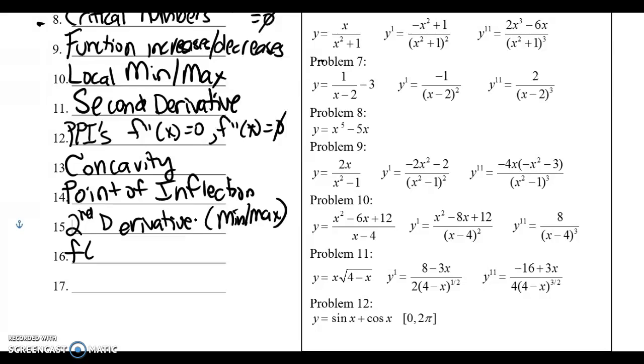You should also think about, is the function differentiable, and is the function continuous.